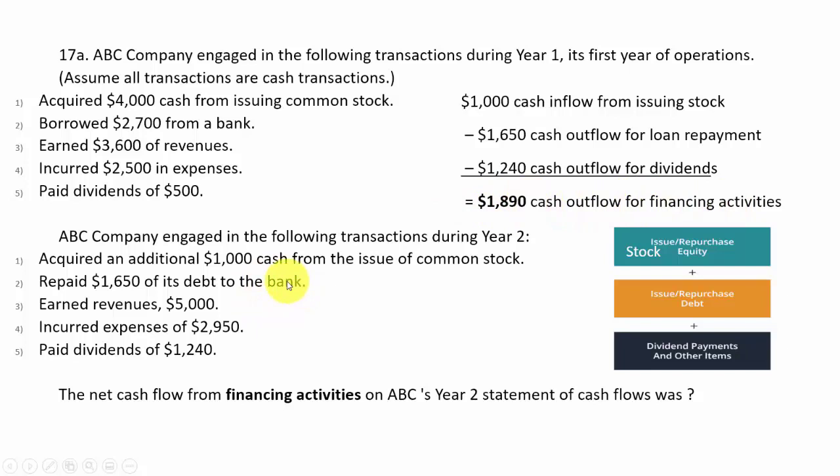What we didn't include in here were expenses, which is something that goes on the income statement, which is an operating activity. And also we didn't include revenues, which again is another operating activity. All they wanted were financing activities.